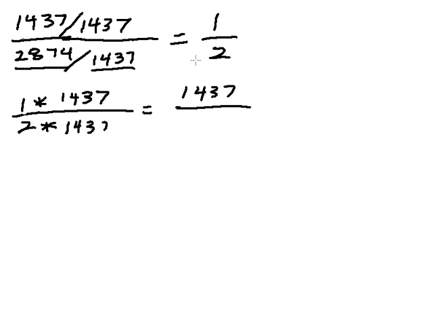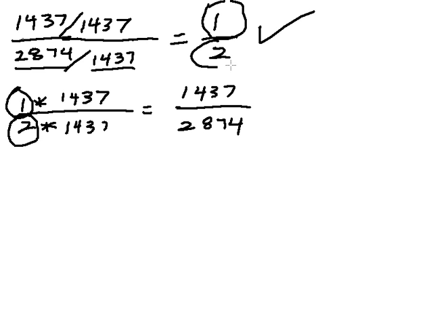So we know that this works because 1437 divided by 1437 is 1, and 2874 divided by 1437 is 2. We know that works. Now we can do this with other fractions, and we don't have to multiply by 2 or divide by 2.